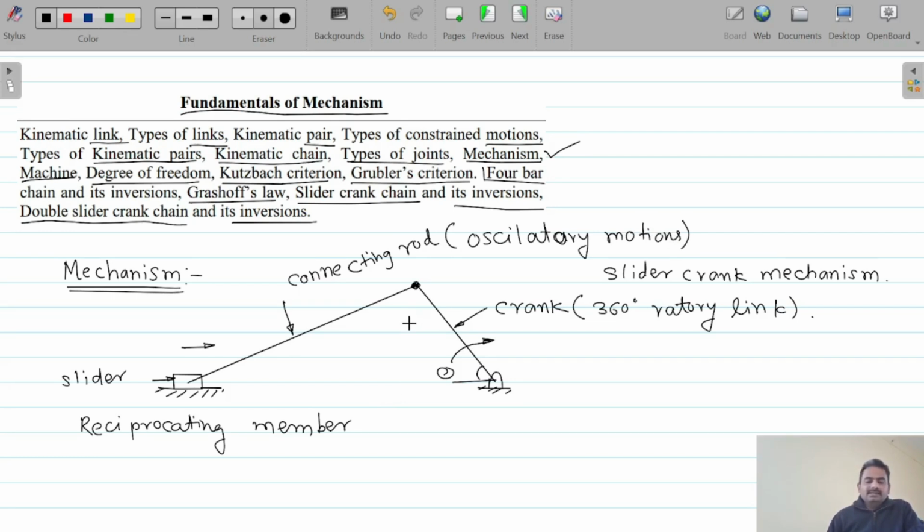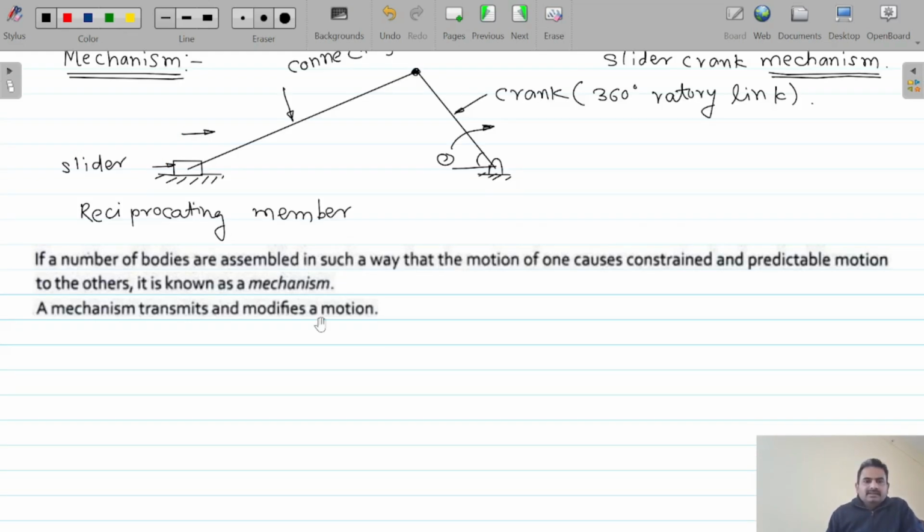Now let's see why it is called a mechanism. So let's see the definition of mechanism. What is a mechanism? If a number of bodies are assembled in such a way that the motion of one causes constrained and predictable motion to the others, it is known as a mechanism. This is the definition by S.S. Rattan.